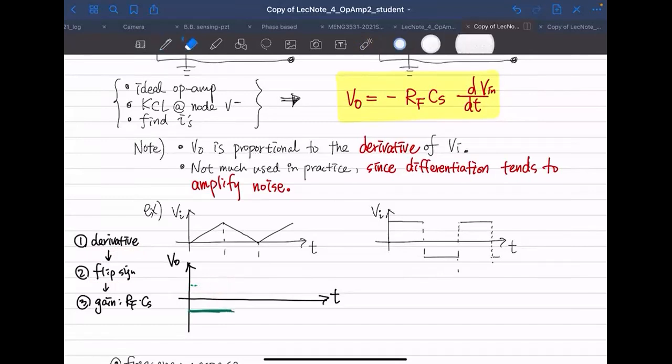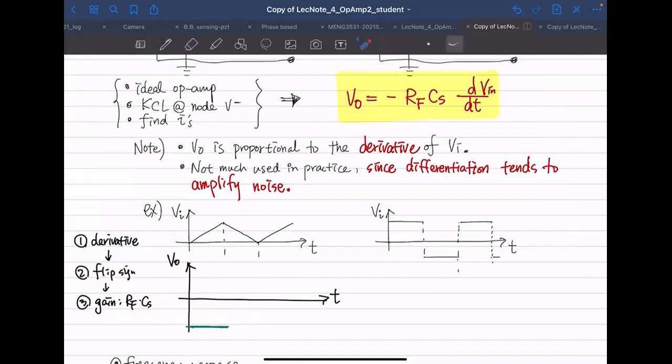So this just goes away, right? I originally had a derivative. This is a positive ramp, so it's a positive constant. Flip the sign, so it's a negative constant. And then multiply RF CS. I don't know what the RF and CS are, but probably it's going to amplify this or maybe shrink it down depending on the value, right? So it's going to be a constant line that moves somewhere, maybe down here. So that's amplified down like this.